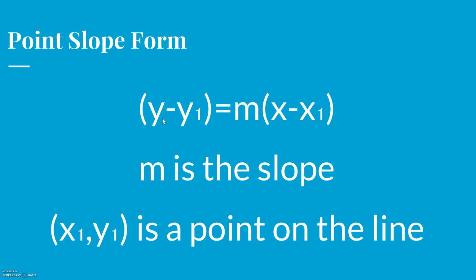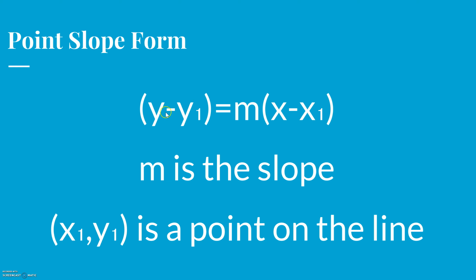The second form is point-slope form. Point-slope form is represented as y minus y1 equals m(x minus x1). Just like in slope-intercept form, m is representing the slope. Another piece of information that point-slope gives you is a point on the line, and that's represented by your x value here and your y value right here.